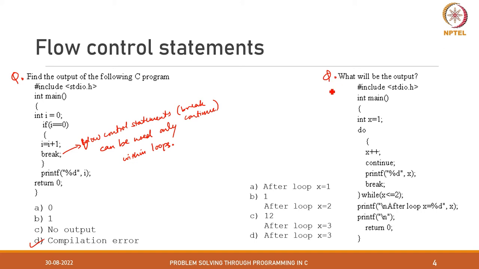Okay. So let's go to the next question. This is using the continue statement, and we have an integer variable x which is initialized to 1, and we have a do while loop where we are incrementing the value of x and we are continuing, and we are using a break statement as well. This is our conditional, which is while x less than or equal to 2, and we are printing something after this do while loop. So what should be the output for this particular code?